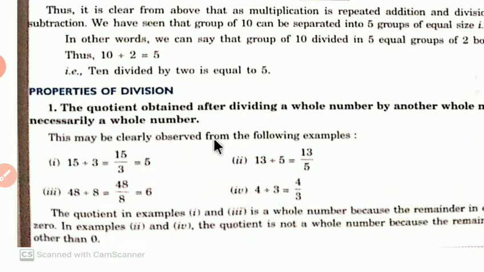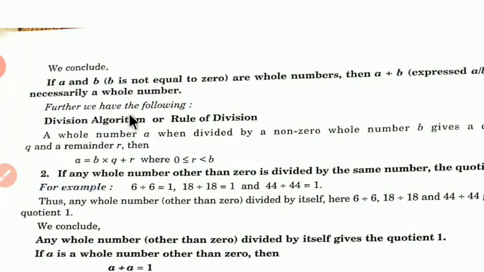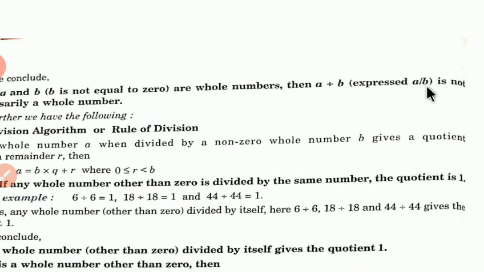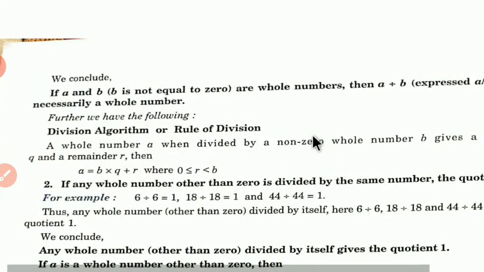So you can see that if you divide any whole numbers, it is not necessary that the answer is also a whole number. Then we can say that if a and b (b not equal to 0) are whole numbers, then a divided by b, which we can write as a upon b, is not necessarily a whole number.